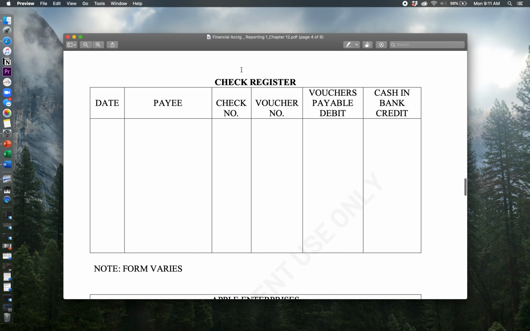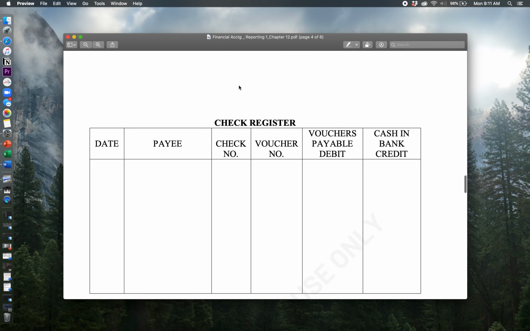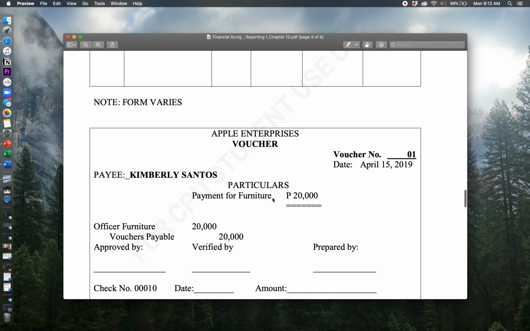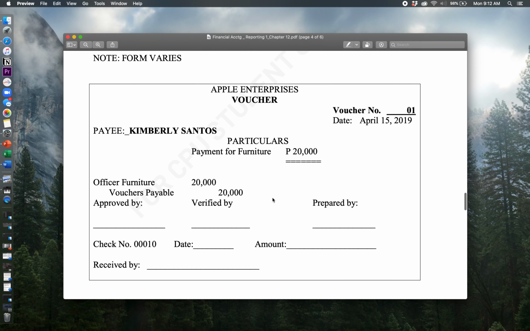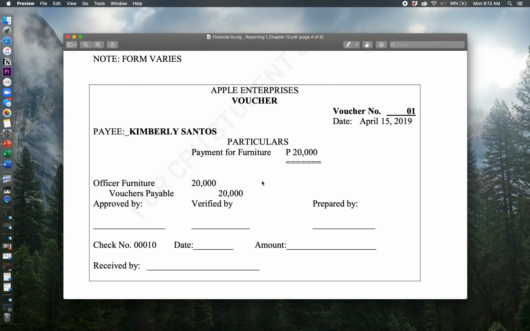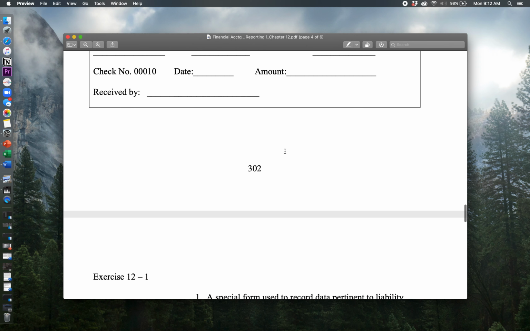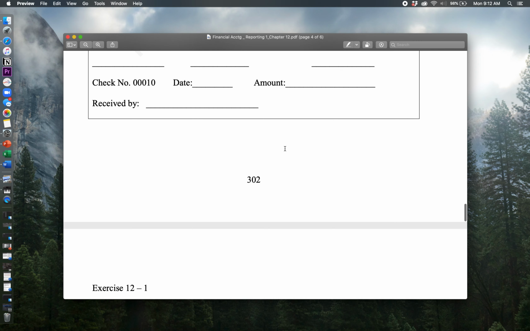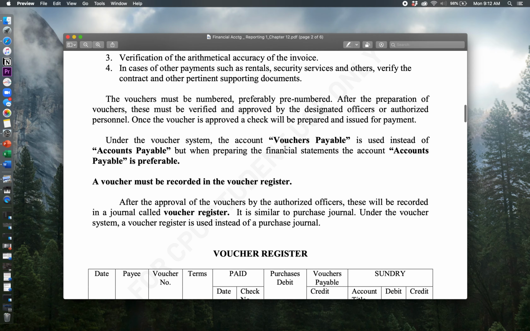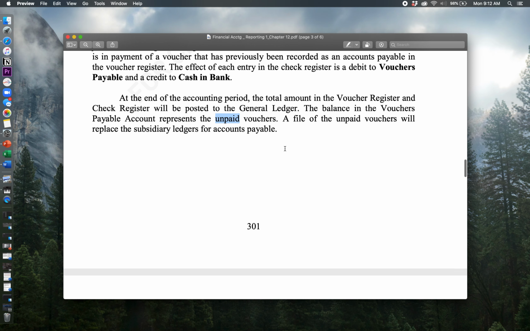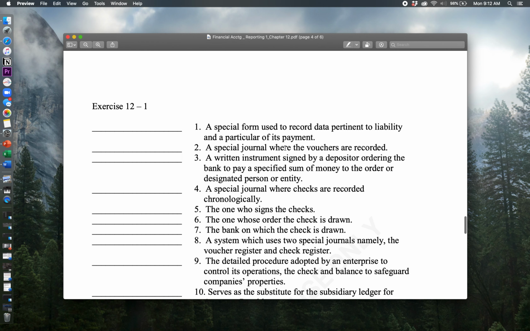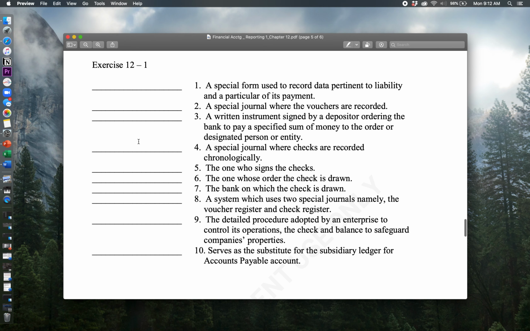This is how the check register looks: the date, payee, check number, vouchers payable debit, and cash in bank credit. Just to note, the form may vary, depending on how the company sets up its vouchers. For this example, this is how our voucher looks. That's it. It's just three pages of theory, actually four.